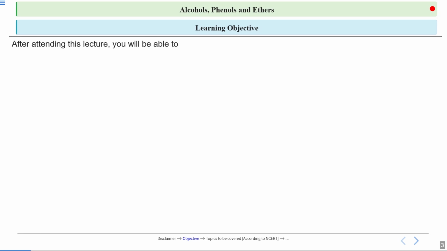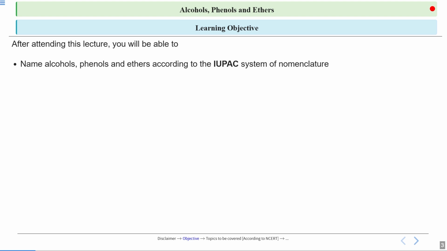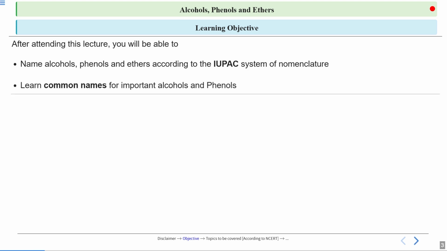Today's learning objective. After attending this lecture, you will be able to name the alcohols, phenols, and ethers according to the IUPAC system of nomenclature. Also, you will be able to learn common names for the important alcohols and phenols.